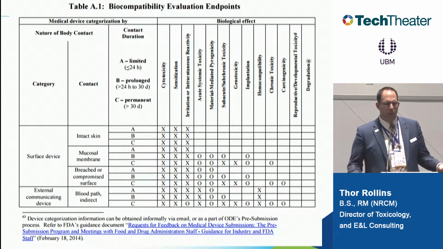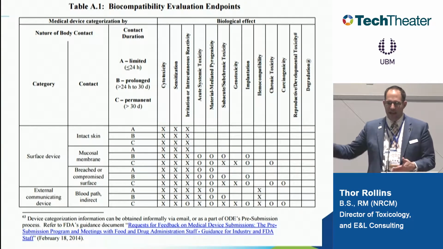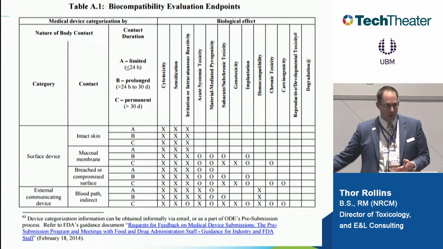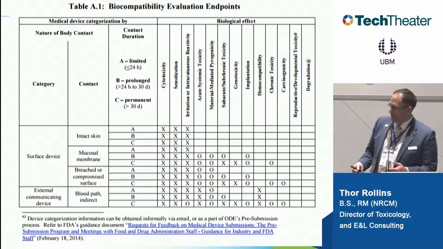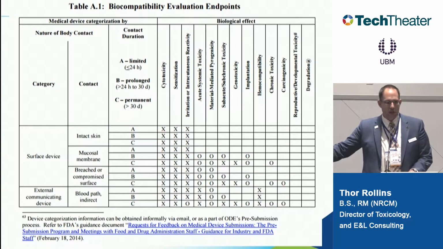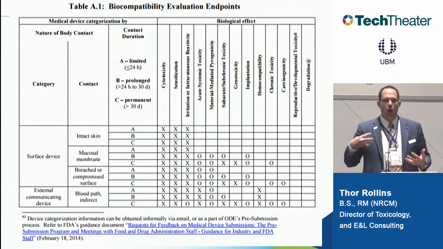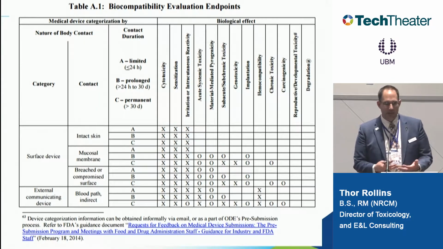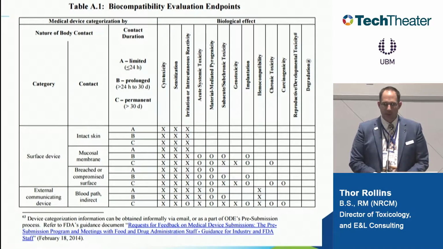Even though they've always requested material-mediated pyrogen, they've added it as a category. But then one of the biggest changes is how we look at those circles. Now, the circles have always been there, but in the past, the FDA didn't always enforce those circles. They may if they had concerns about your device, but it wasn't a constant enforcement of those tests.